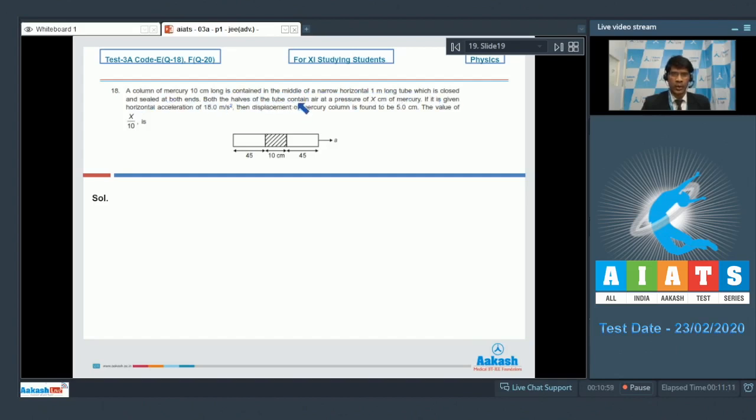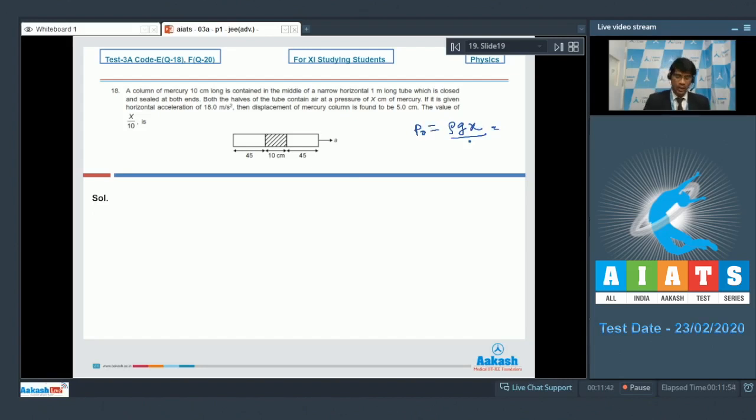Both the halves of the tube contain air at a pressure of x centimeter of mercury. If it is given horizontal acceleration of 18 meter per second square, then displacement of mercury column is found to be 5 centimeter. The value of x divided by 10 is. Here the x is actually the pressure of x centimeter of mercury. So definitely if initial pressure was P0, I'm just writing it down. It must be written down as rho of mercury into g into x in centimeter.